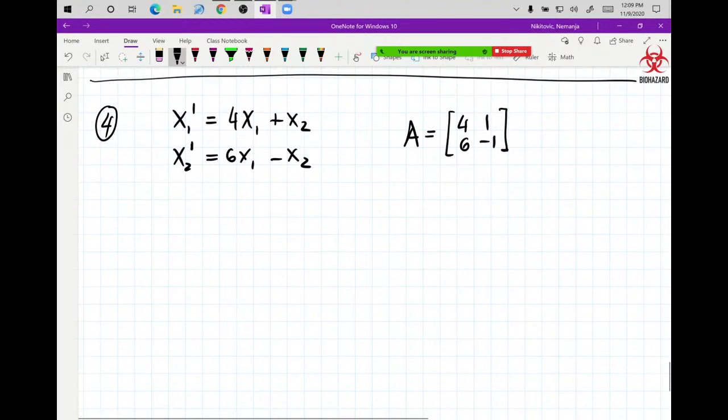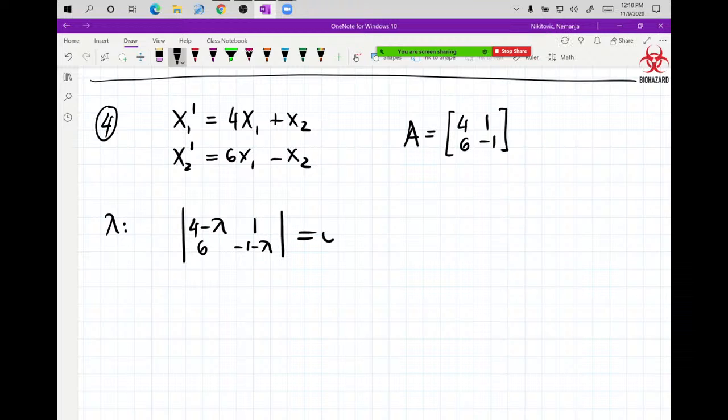And now we unleash the procedure for eigenvalues. 4 minus lambda, 1, 6, -1 minus lambda. And we need to find the determinant of that and set it equal to 0.